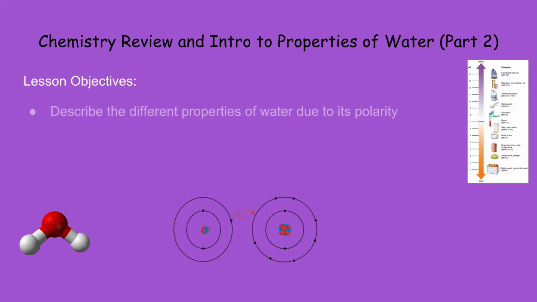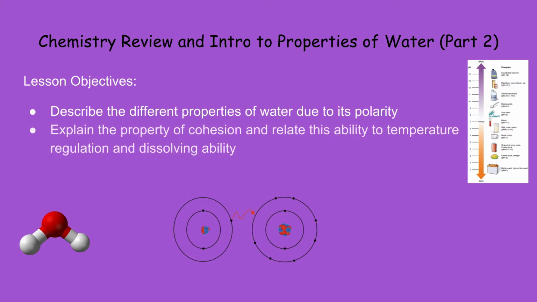In this video we're going to have two main objectives. First we're going to be describing some of the properties of water and relating it to its polarity. And then we're going to specifically talk about how some of these properties are involved in regulating the temperature of organisms.